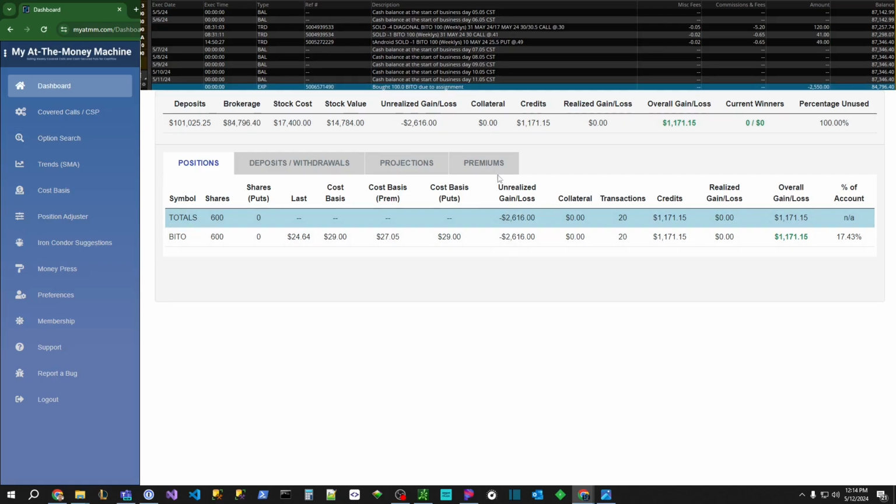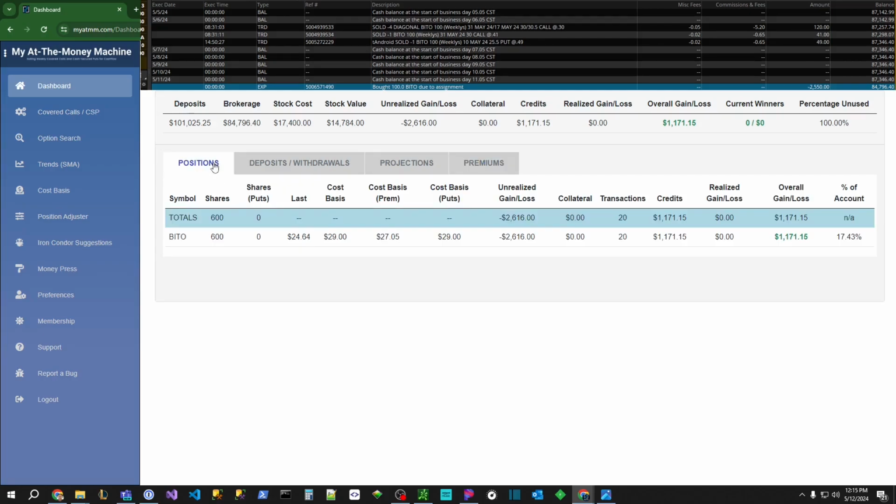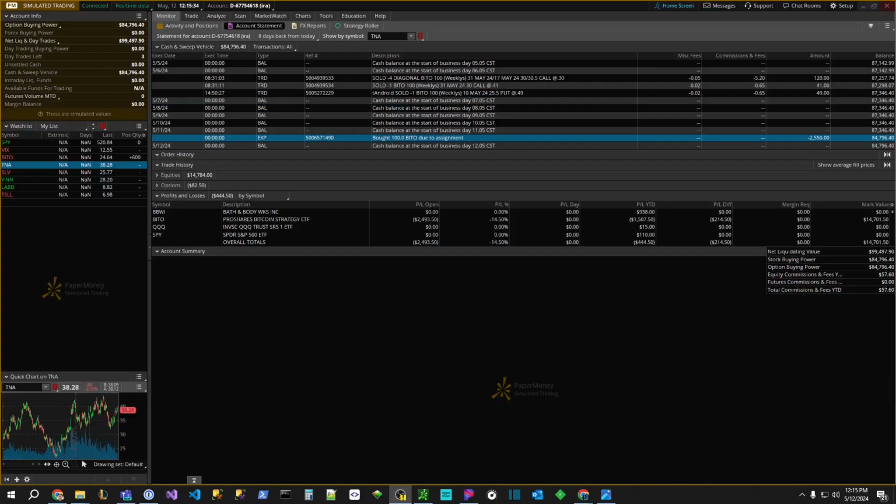And before we leave this web application to look for those new positions, let's just see how our premiums are doing. So April we collected $967, and in May we've collected $203.41 total thus far. Okay, let's go over to Thinkorswim right now and look to roll those covered calls, create another covered call contract, and create another cash secured put contract. Let's go do that right now.